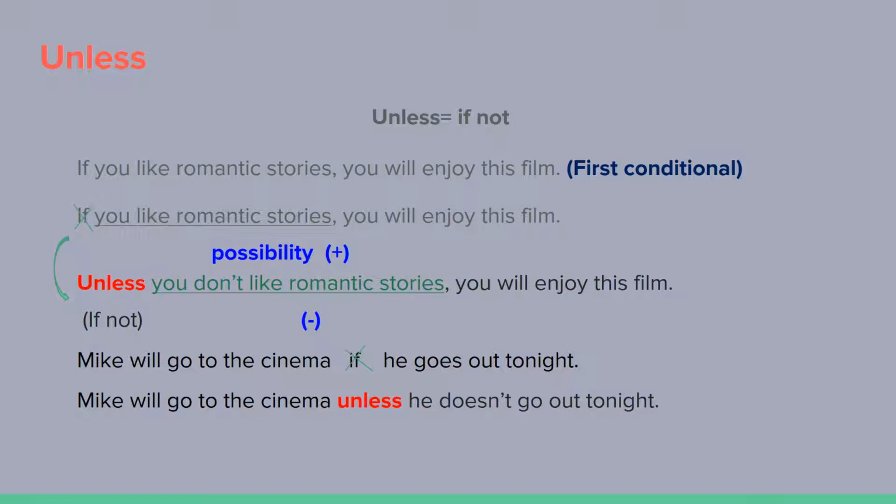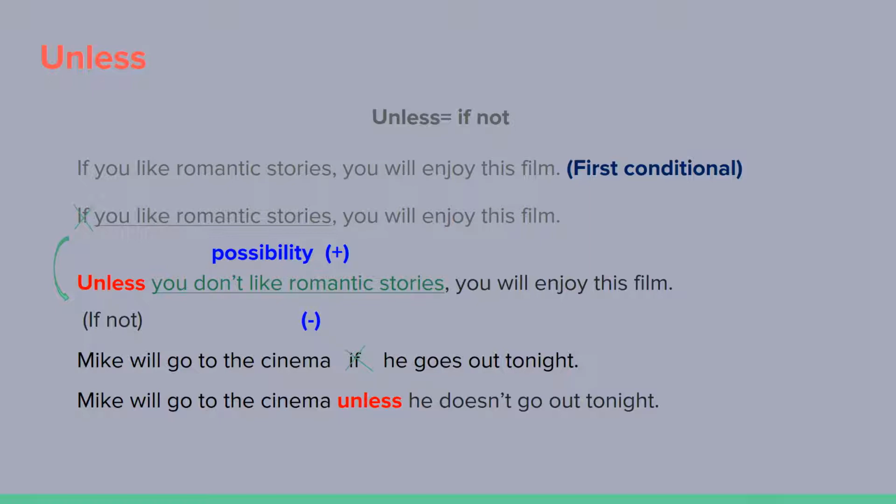Unless is used in first conditional sentences and it means if not. To be able to use unless in first conditional sentences, you need to make some changes in the sentence in order to keep the meaning the same. Number one, you need to get rid of if and replace it with unless. Number two, you need to change the structure of the situation sentence.